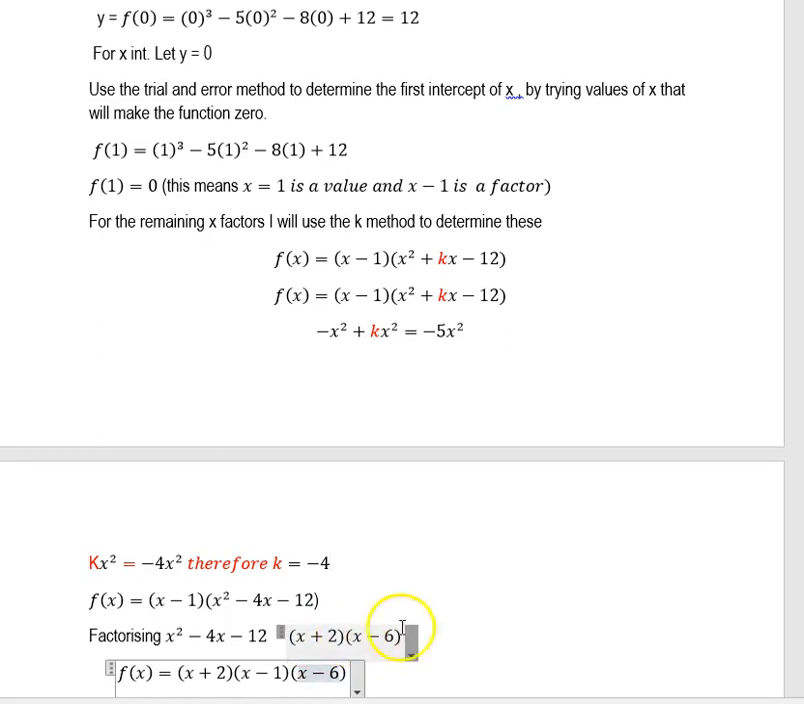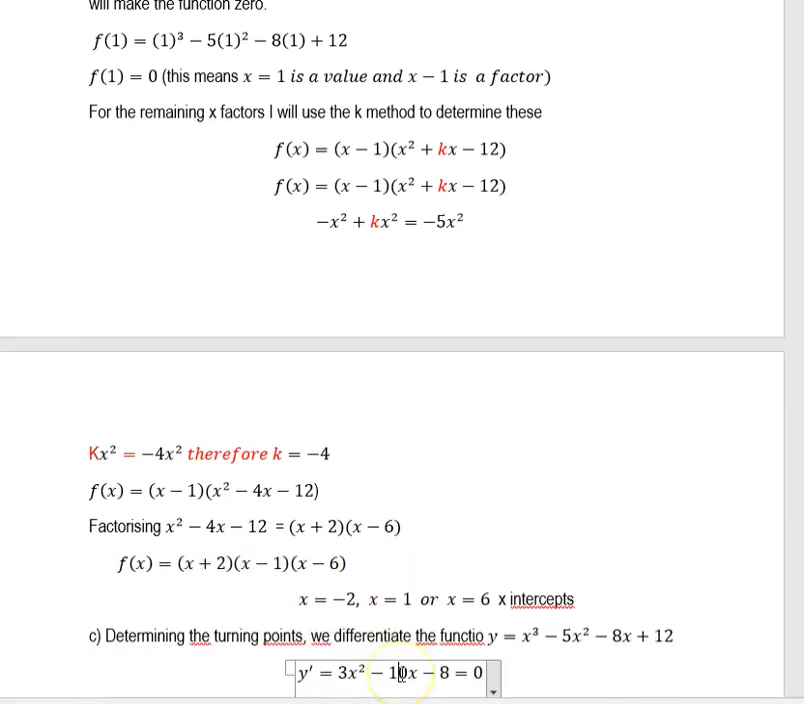So I can write these ones there with the other one I have before, which, if you remember, was x minus 1. That's the first factor. So it is x minus 1, x plus 2, x minus 6. It doesn't really matter how you arrange it, but those are the 3 factors. So it means your roots for x are minus 2, 1, and 6. Those are the x intercepts.